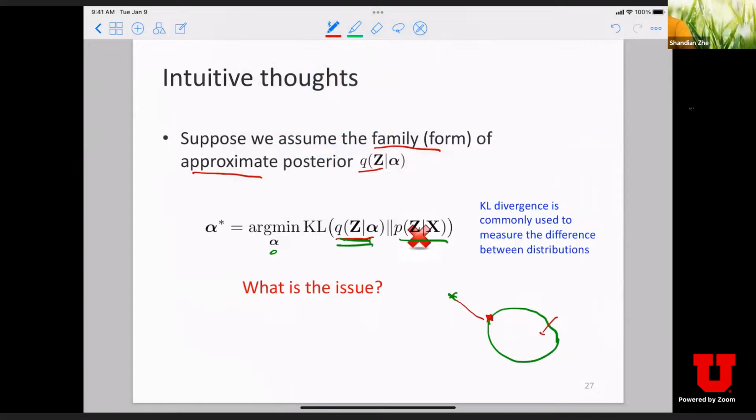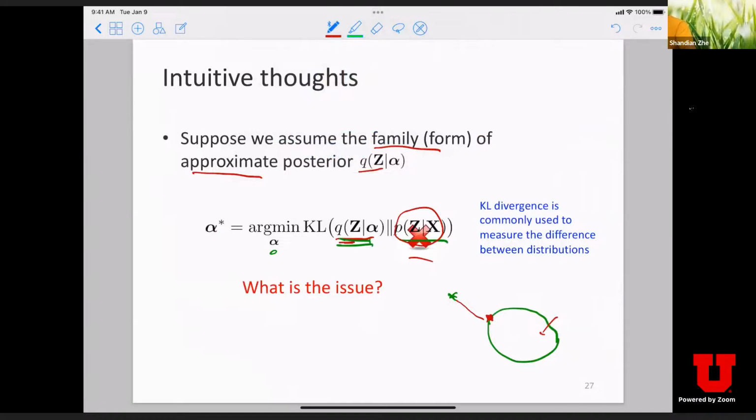But here you can see that cross I put here. So conceptually it is reasonable, but in practice it doesn't make any sense. Because if you want to compute KL divergence, you need to know the posterior distribution, the exact posterior distribution. But if you know the exact posterior distribution, why would you choose any approximation? It's like a chicken and egg problem.